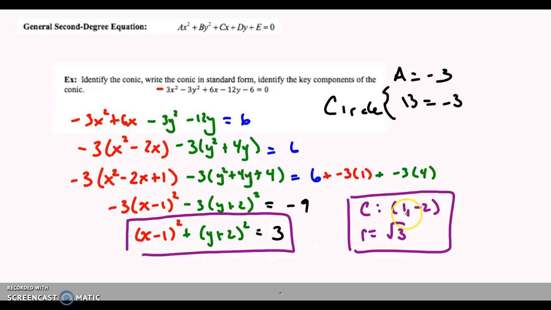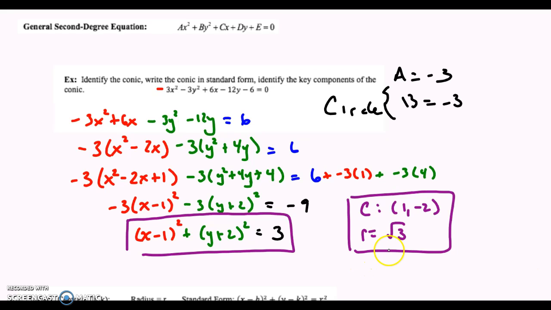This gives your center as 1, negative 2, because again you have opposite signs for the negative 1 and the positive 2 for your center. And your radius, again, this 3 is actually squared already for the radius. So we will be looking at the radius is the square root of 3.